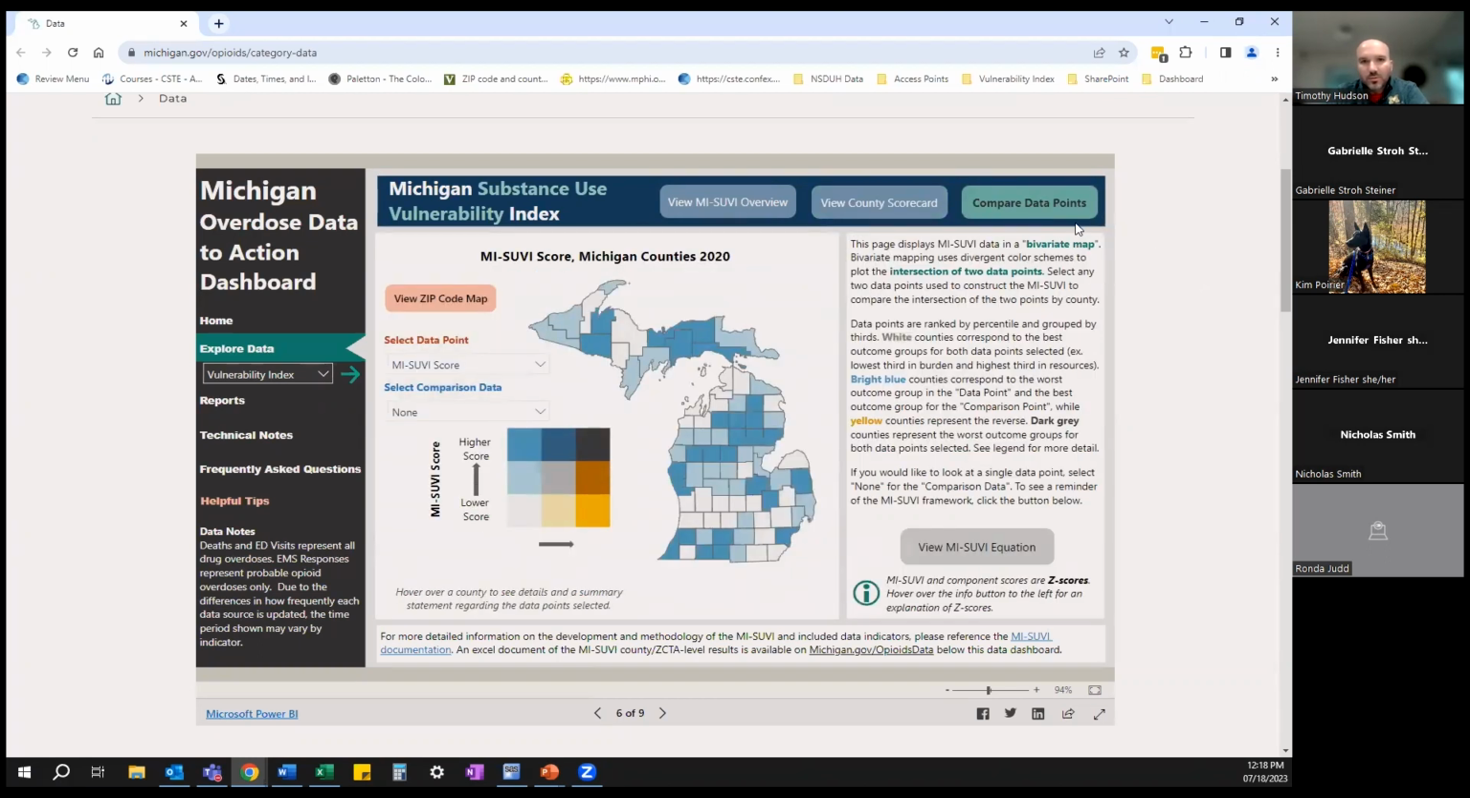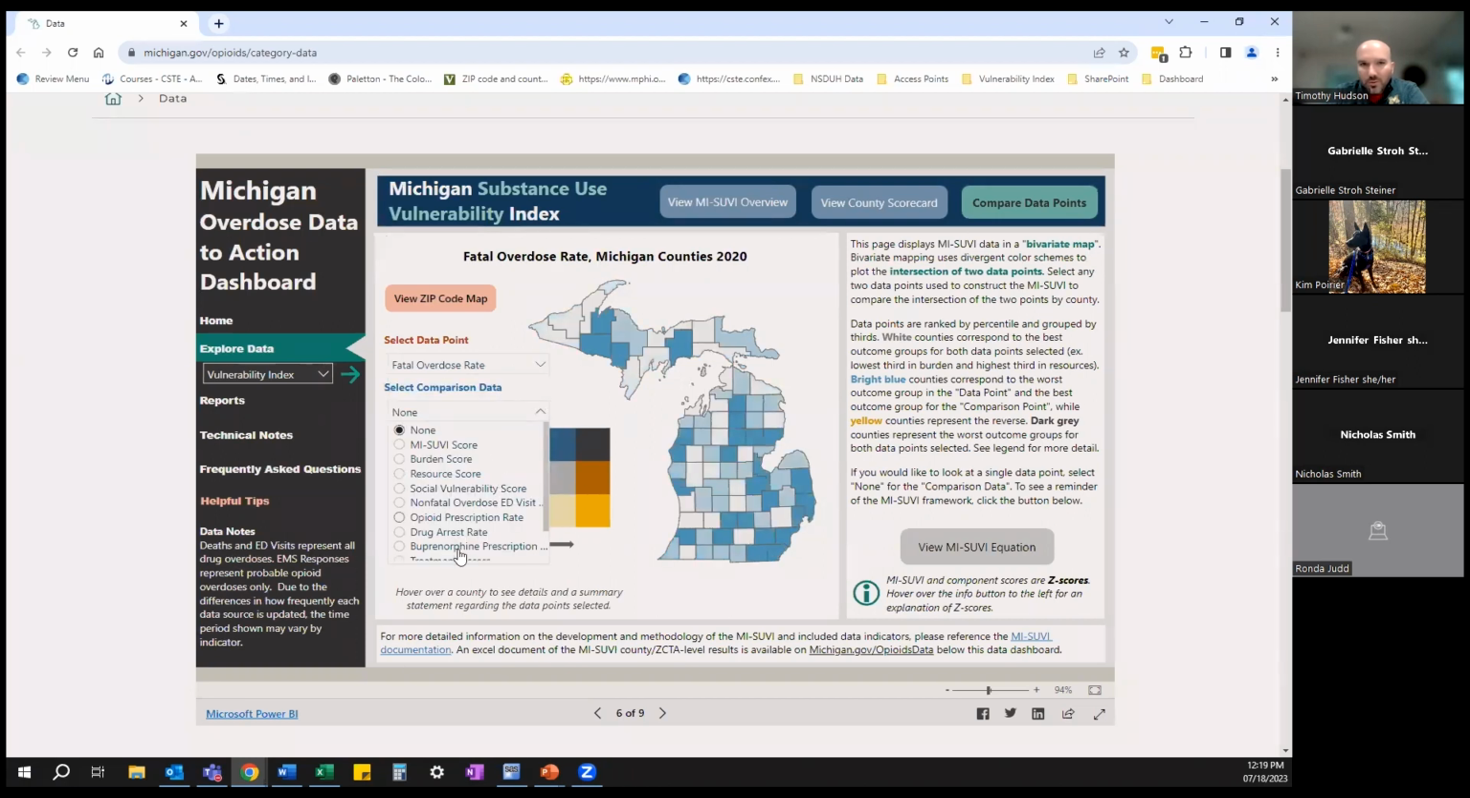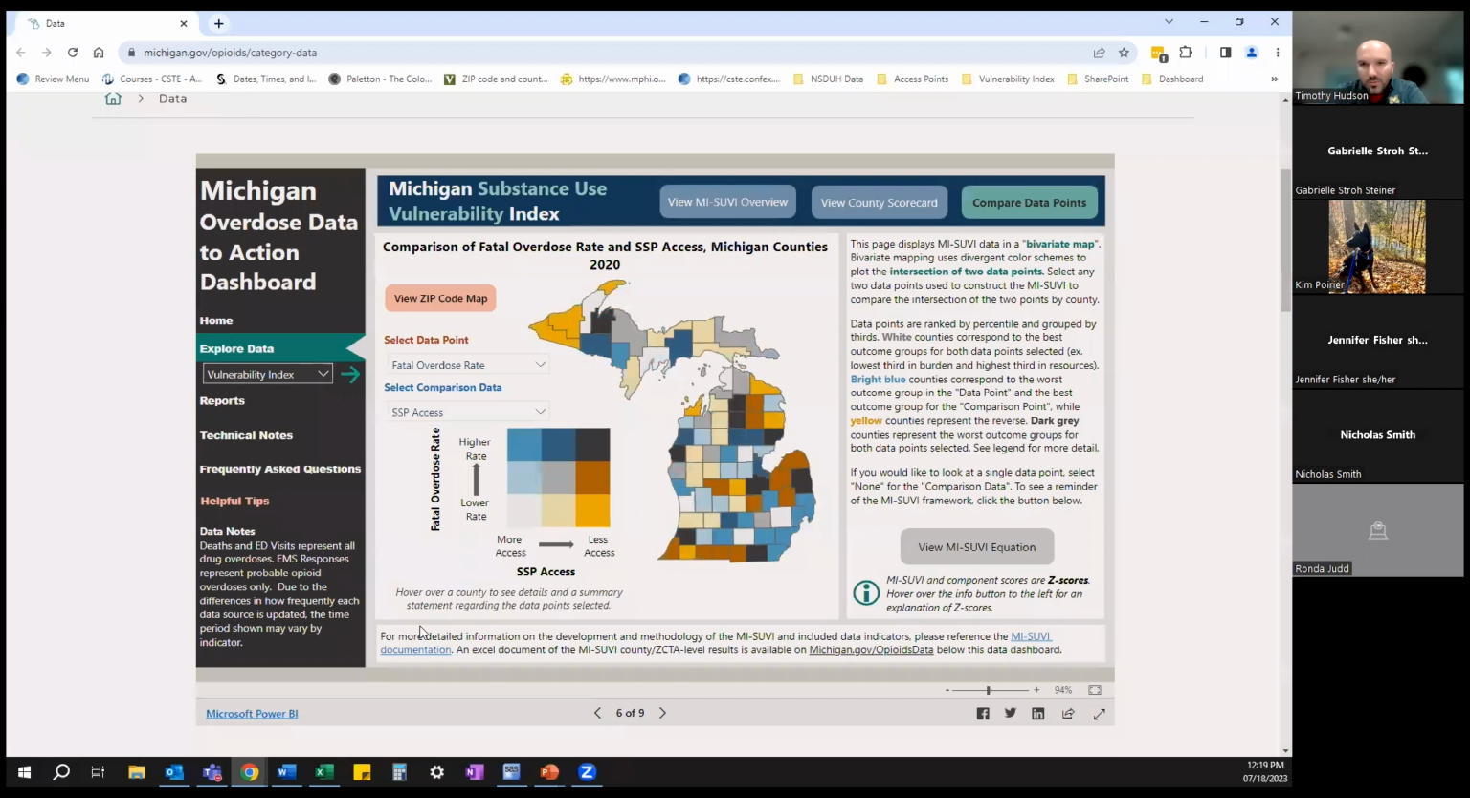This final page, the compared data points page, I love this page. I think it's really great for data nerds, but anybody can use it. So this page compares two different data points on a map. It uses a technique called bivariate mapping, with diverging color schemes, so you can compare two different points and see how they intersect. The points that I like to pull up when I'm demoing are the fatal overdose rate compared to SSP access in the state. So this grid down here shows you how to interpret the colors.